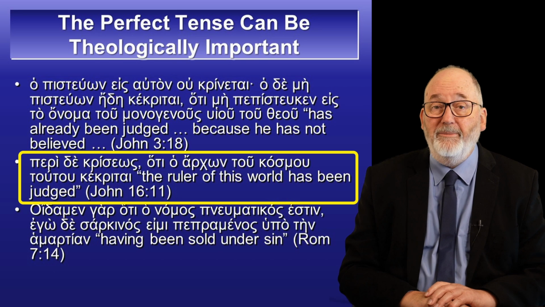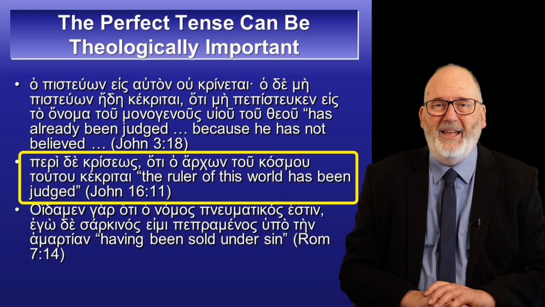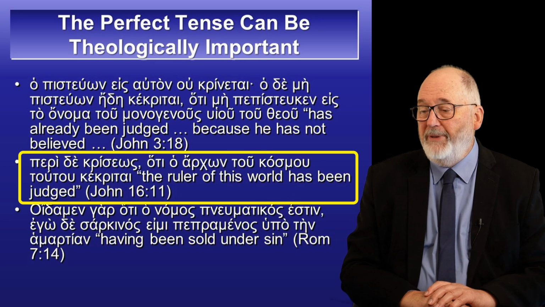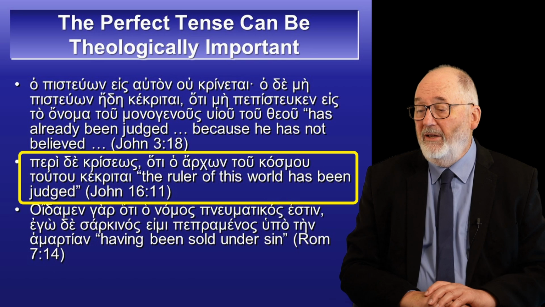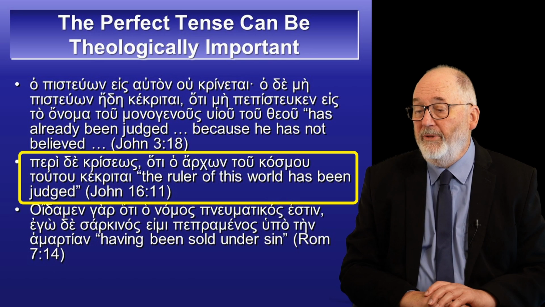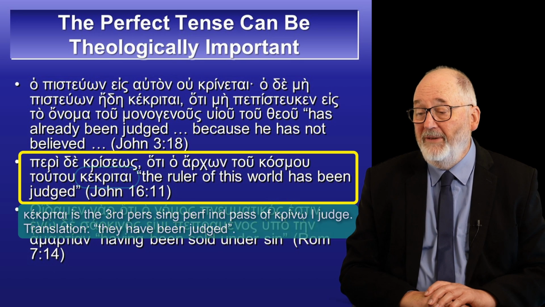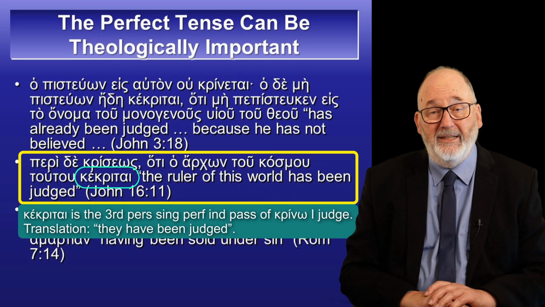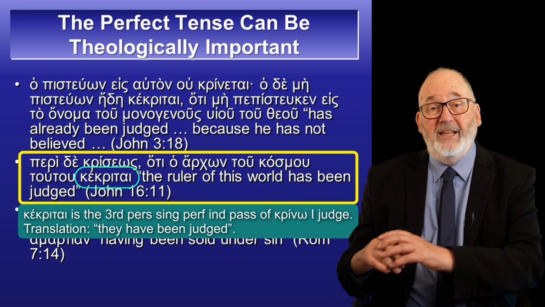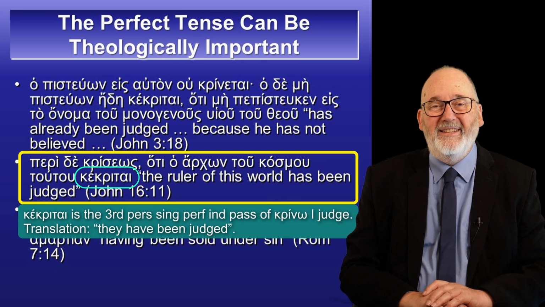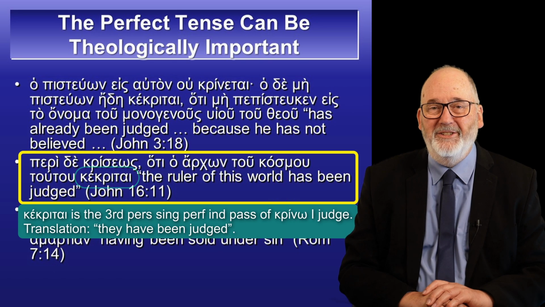Another example is found in John chapter 16. This is talking about the paraclete or comforter or advocate that Jesus promises. He will speak peri kriseōs, hoti ho archōn tou kosmou toutou kekritai. He will speak concerning judgment because the ruler of this world, kekritai, has been judged. Something changed in the past, and the ruler of this world, the devil, has already been judged.